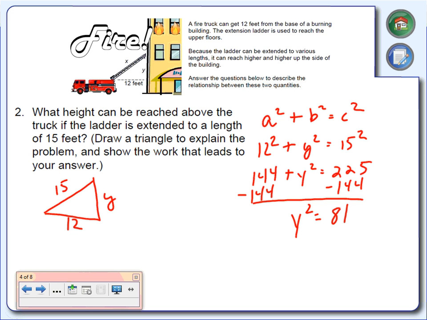The opposite of squaring something is to take the square root. And if I take the square root of 81, that's going to leave me with a 9. Therefore, the height that we can reach above the truck is going to be 9 feet if we were to extend this ladder 15 feet. Okay, so 9 feet is the answer to number 2. Pretty easy.